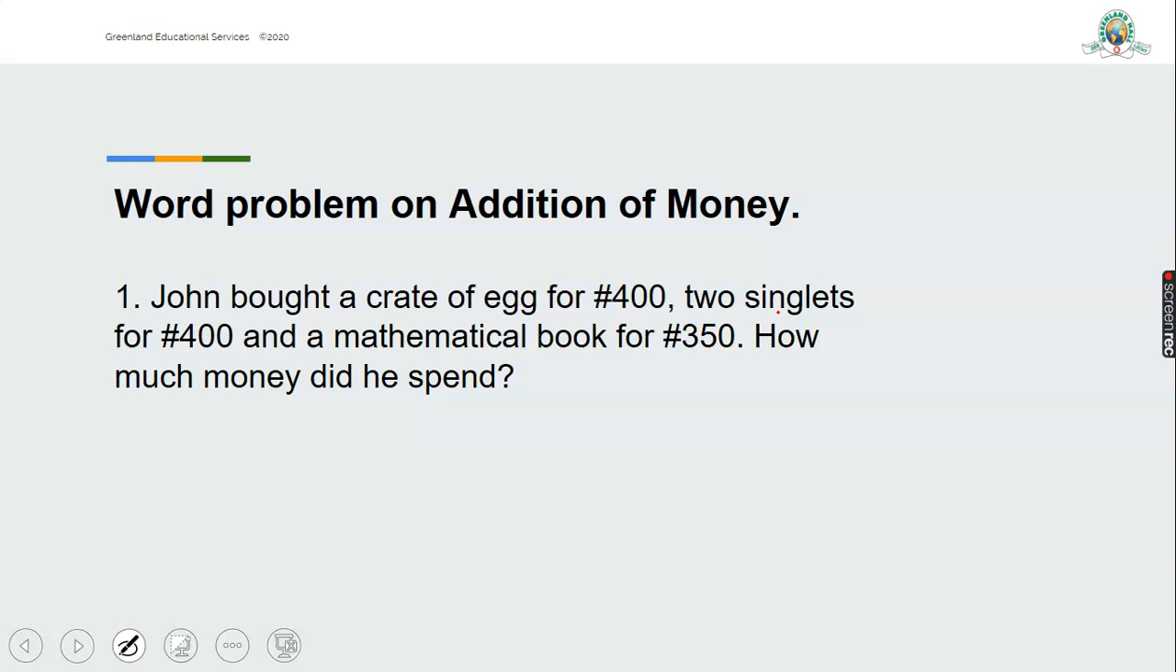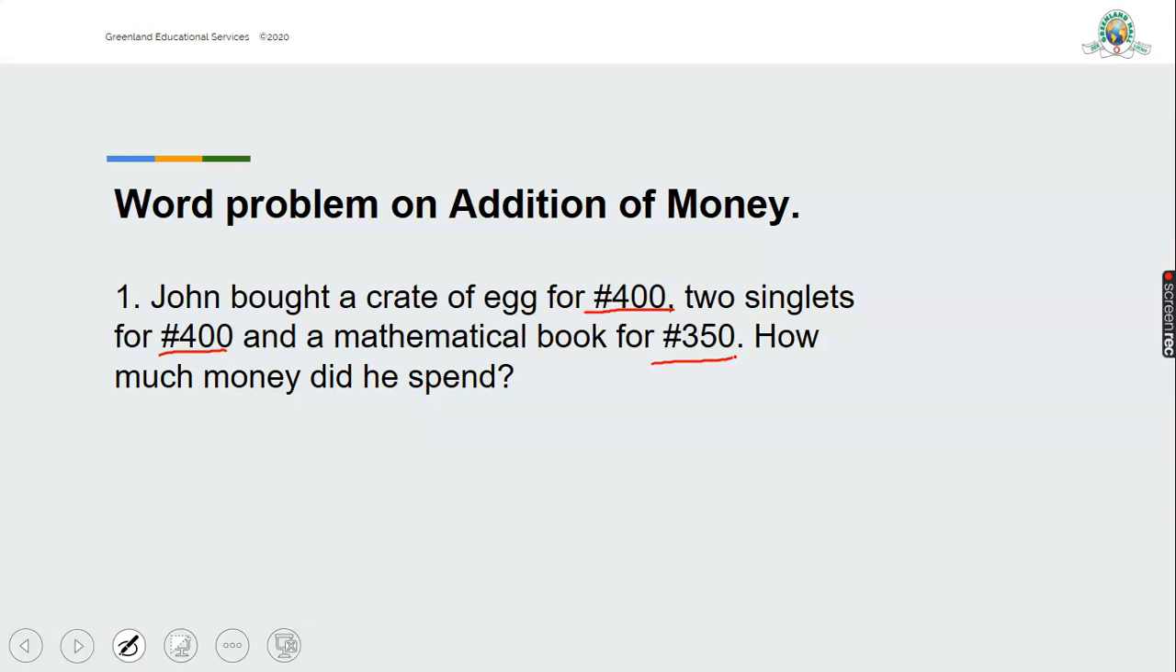Look at this first example. John bought a crate of egg for 400 naira. The crate of egg costs 400 naira. He bought 2 singlets for 400 naira and a mathematical book for 350 naira. Then, listen to the question. How much money did he spend? How much money has John spent altogether? First of all, he bought a crate of egg for 400 naira, singlet for 400 naira, and the mathematical book for 350 naira. So let's see how much he has spent altogether.